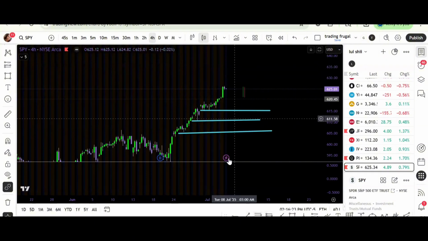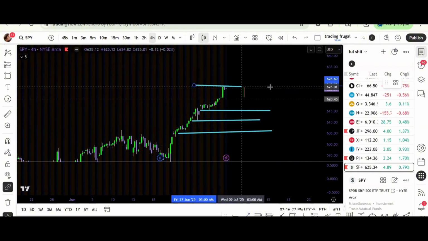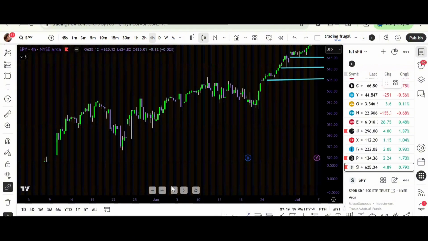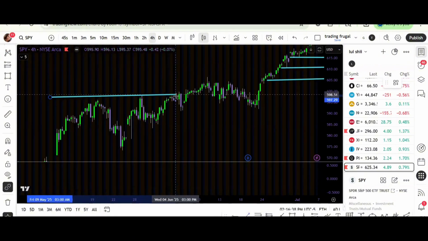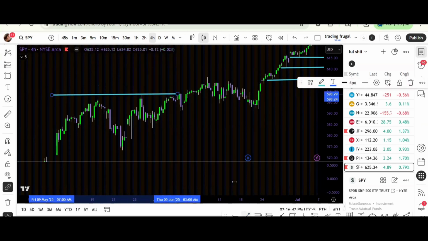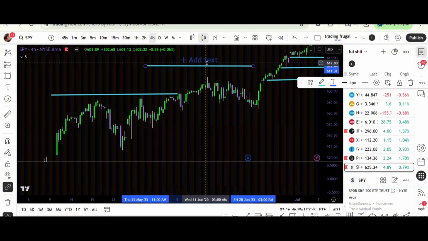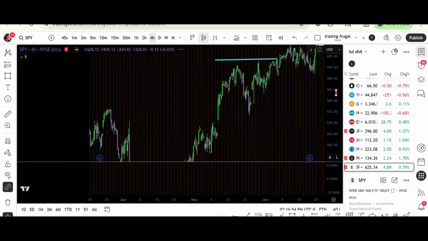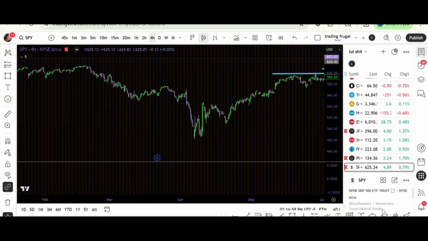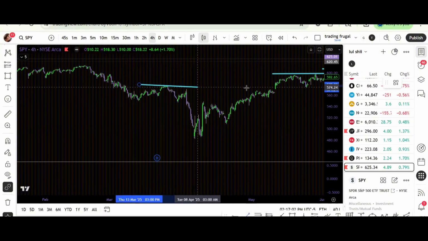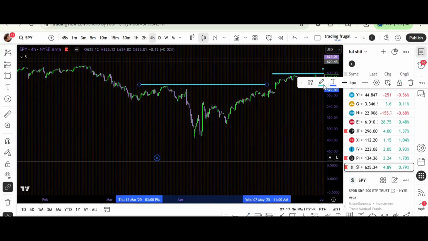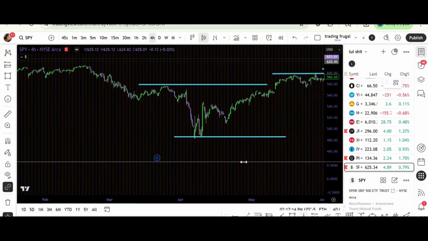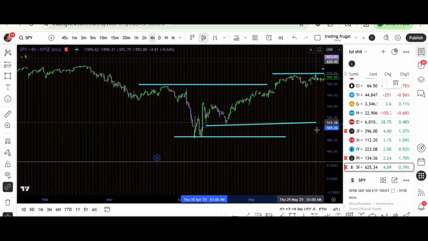So support is at the bottom, the floor. Resistance is at the top, the ceiling. Support is at the bottom, the floor.